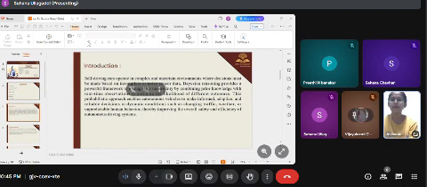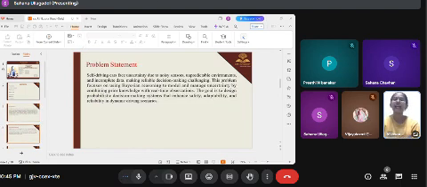And next is the problem statement. In the problem statement, self-driving cars struggle with uncertainty from noisy sensors and unpredictable environments. This project uses Bayesian reasoning to handle various situations of uncertainty and improve decision making, aiming to enhance safety, adaptability and reliability in dynamic driving conditions. And the next slide will be continued by Preeti.